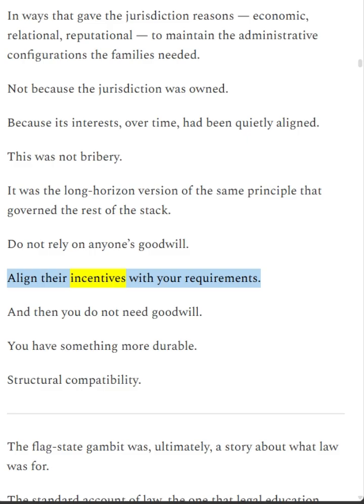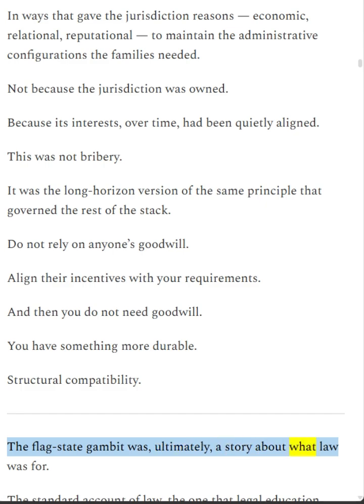Align their incentives with your requirements. And then you do not need goodwill. You have something more durable. Structural compatibility. The flag state gambit was ultimately a story about what law was for.